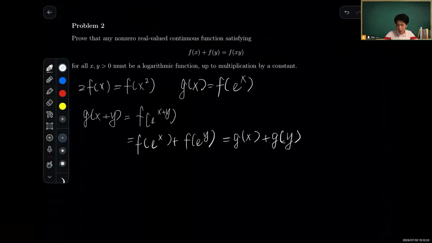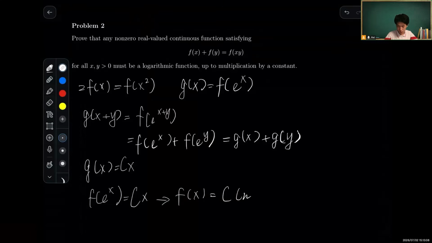Now, after that, we only need to prove that g(x) is exactly equal to a constant times x, because in that case, we can derive easily, since f(e to the x power) is equal to a constant value times x, we have f(x) is simply c times ln of x. And then in that case, our theorem is proven.